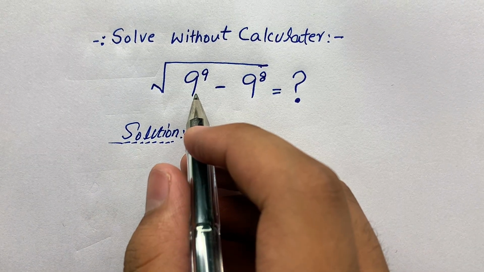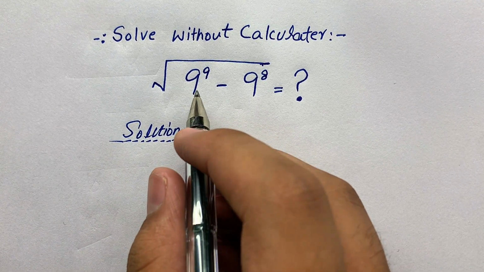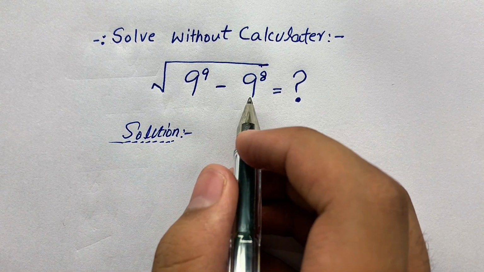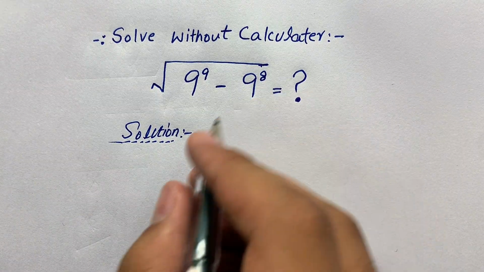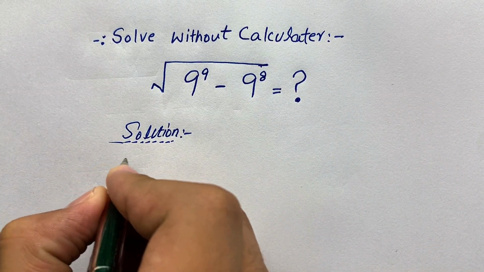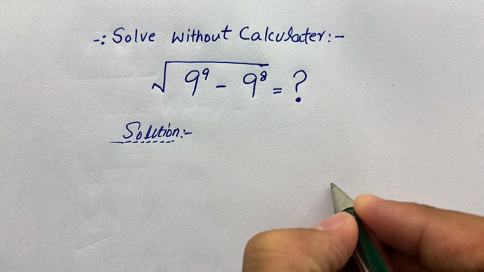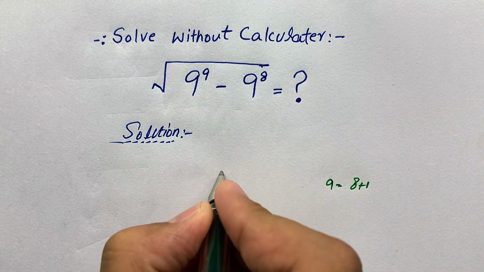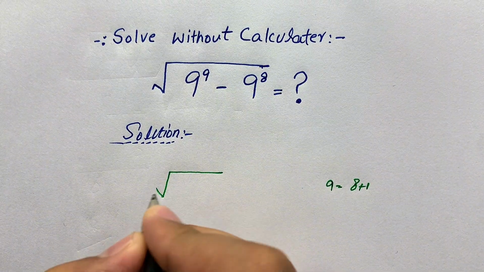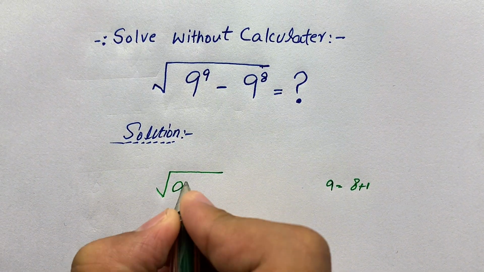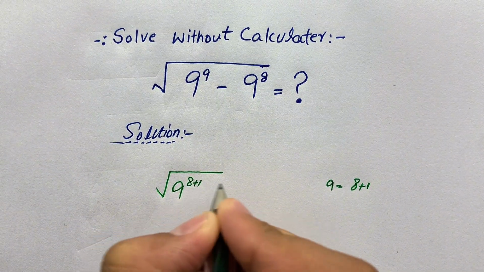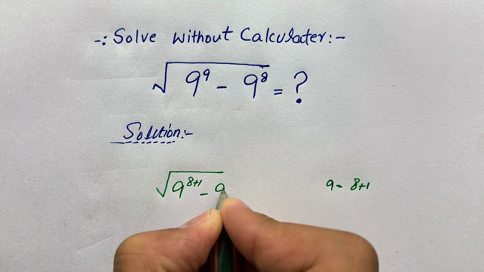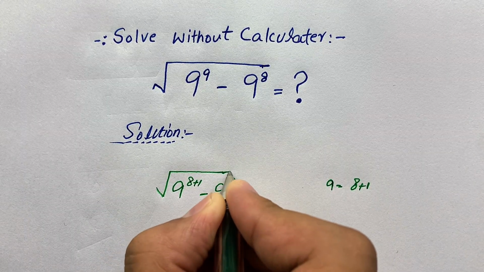In this problem we are solving the square root of 9 to the power 9 minus 9 to the power 8 is equal to unknown. So as we noted, 9 is equal to 8 plus 1. Now we write here 9 to the power 8 plus 1 minus 9 to the power 8.